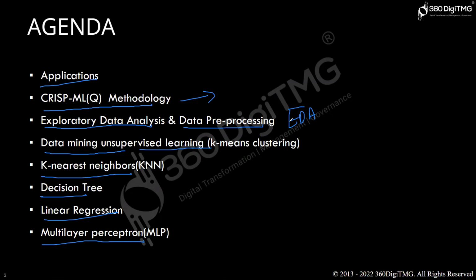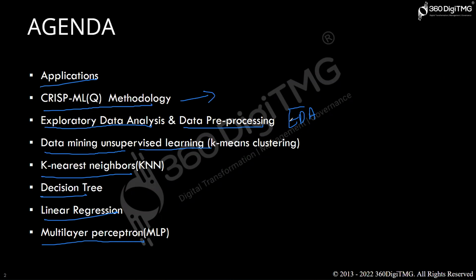Next we are going to see data mining and unsupervised learning, which is k-means clustering. We will see what k-means clustering is and what data mining is. These are the things we are going to cover in the upcoming sessions, guys. We are also going to see what KNN is, and what the difference is between k-means clustering and KNN, that is, k-means clustering and k-nearest neighbor.